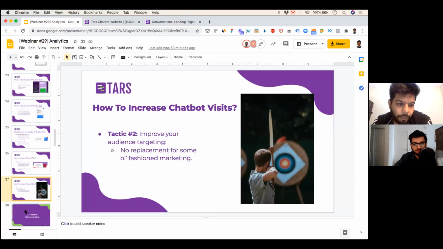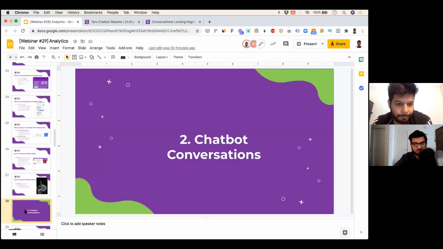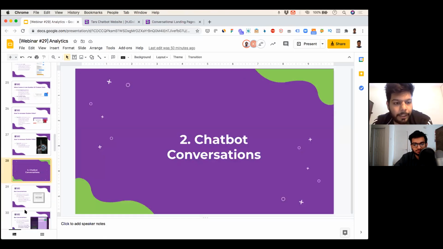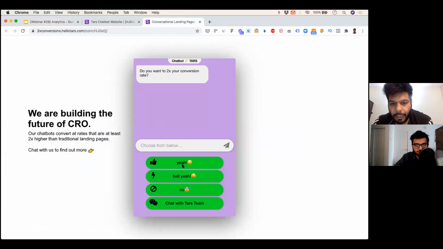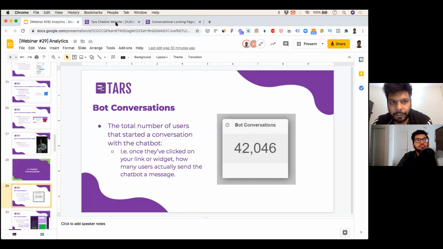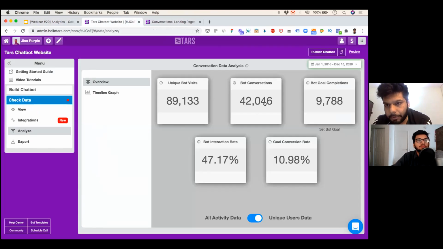Now, moving on to the next one, because it's already 35 minutes into the session. Chatbot conversations, pretty straightforward. How many people are interacting with the chatbot, right? If the conversation is starting off here, and if I just drop off, it doesn't count as a conversation, doesn't count as an interaction. If I hit any button, if the user is doing any action in the chatbot, that's a conversation for you. So that's the next metric that you saw in here, which is the number of conversations.